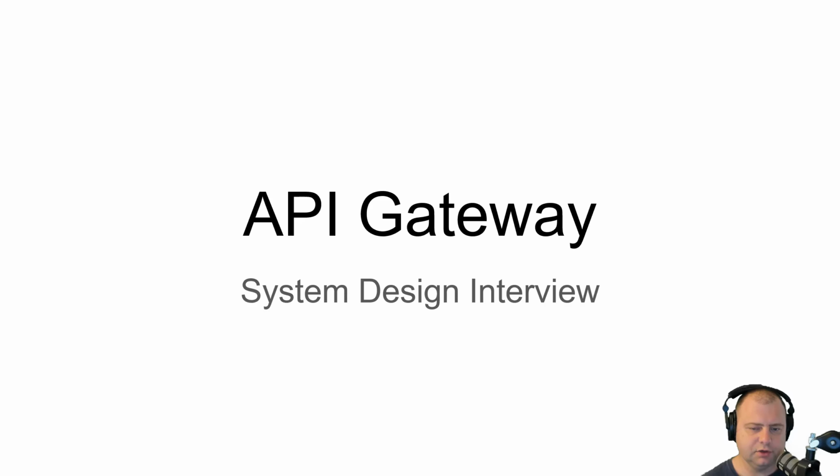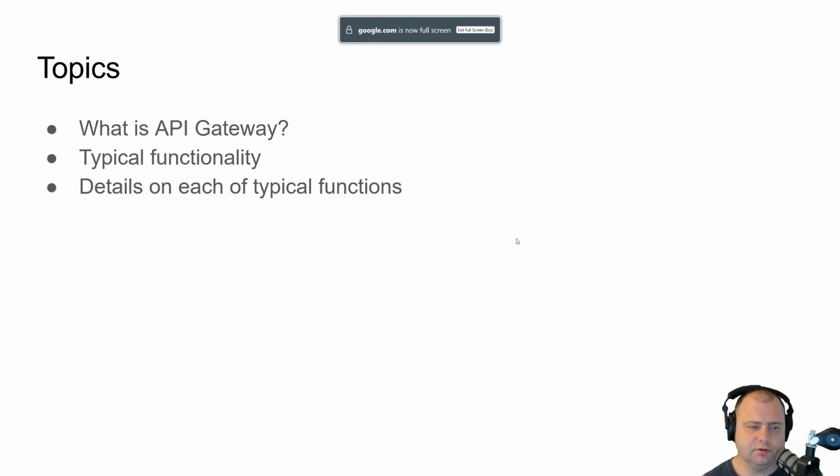Hello, I want to talk about API gateway, a commonly used concept in system design interviews and a typical component of a web application. Let's go over what it is and its typical functionality, and then for each typical functionality piece, talk about it in more detail.